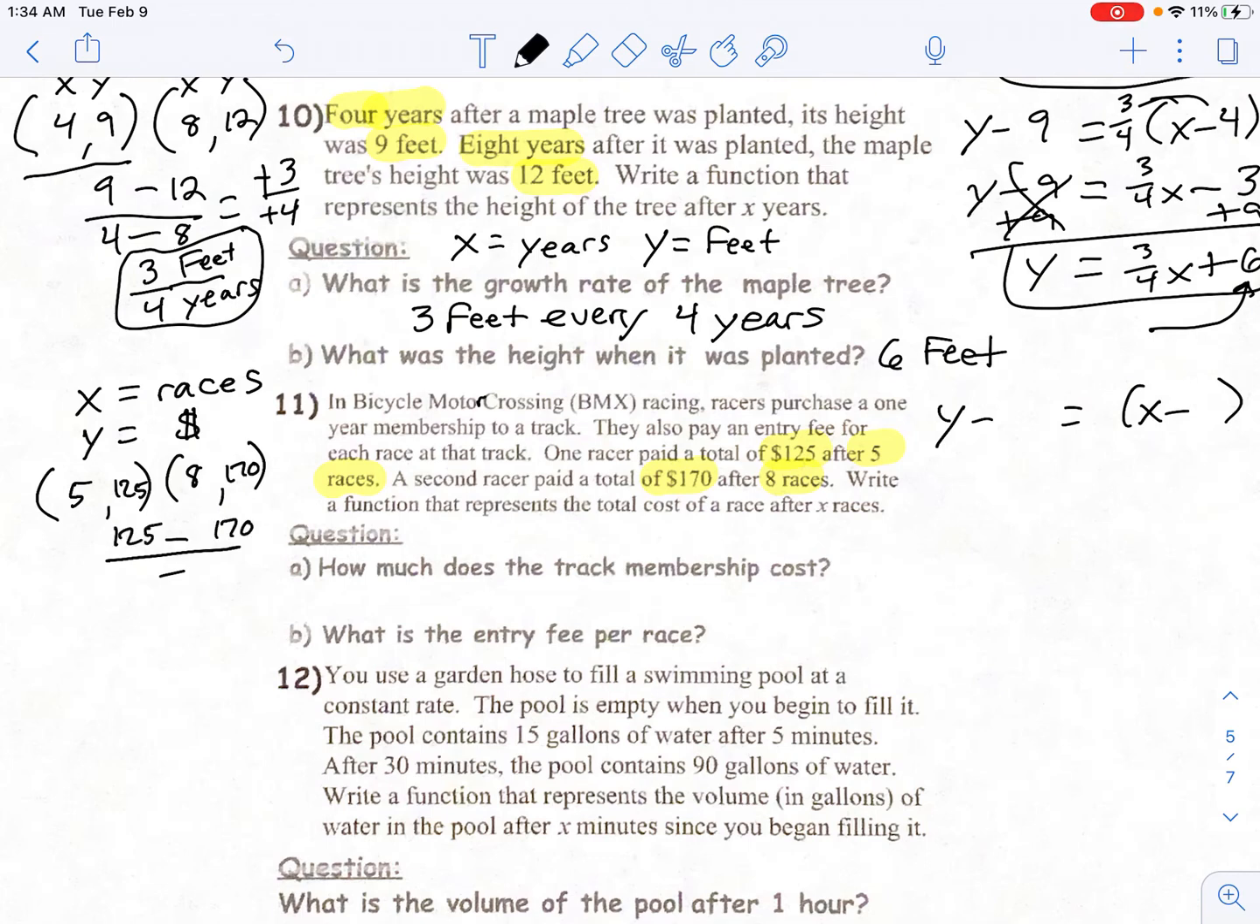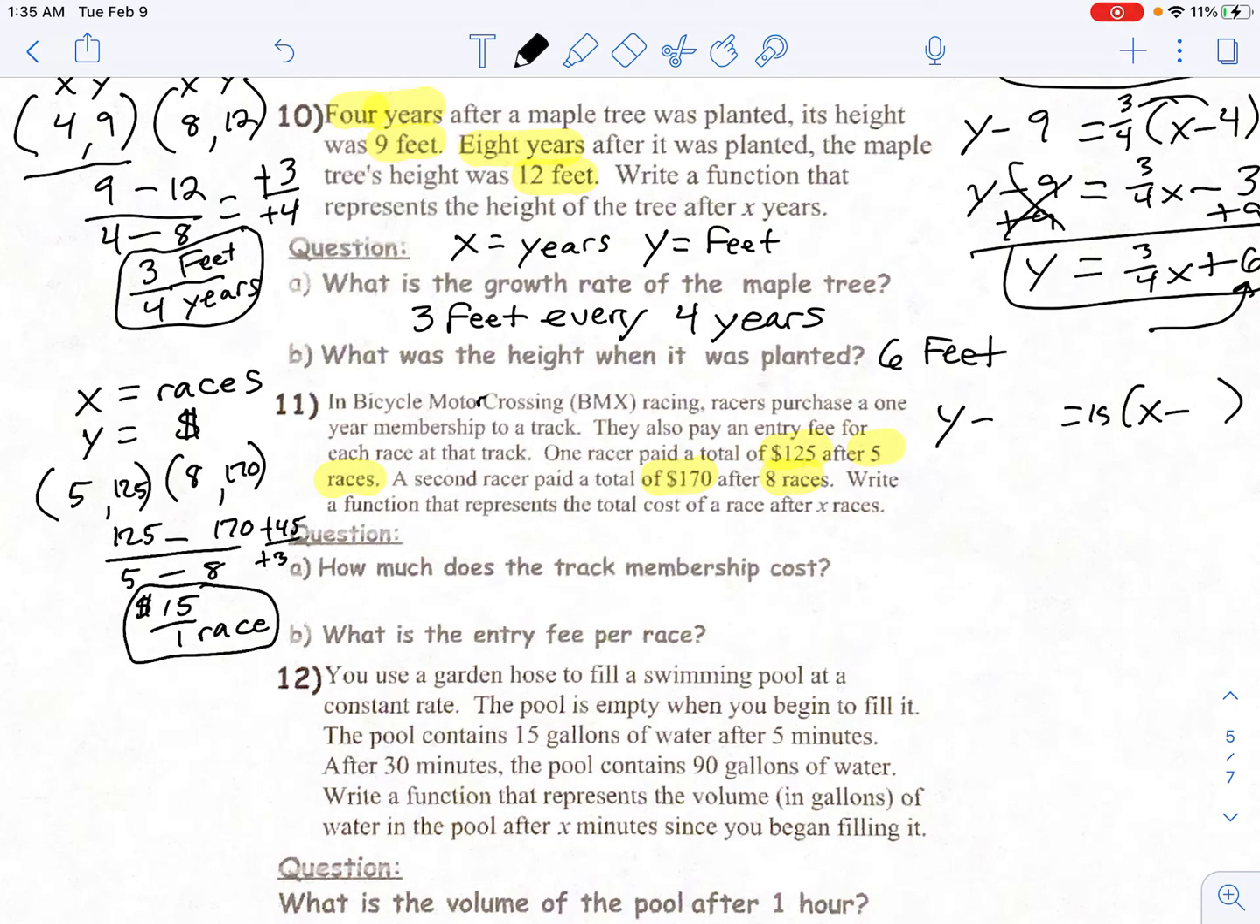So in order to find the rate, drop your Y's down on top, your X's down on bottom. All right, so 125 minus 170, that's negative 45. And then over negative 3, negative over negative is a positive. So that's 15 over 1. So remember, it's Y over X, so $15 for every 1 race.